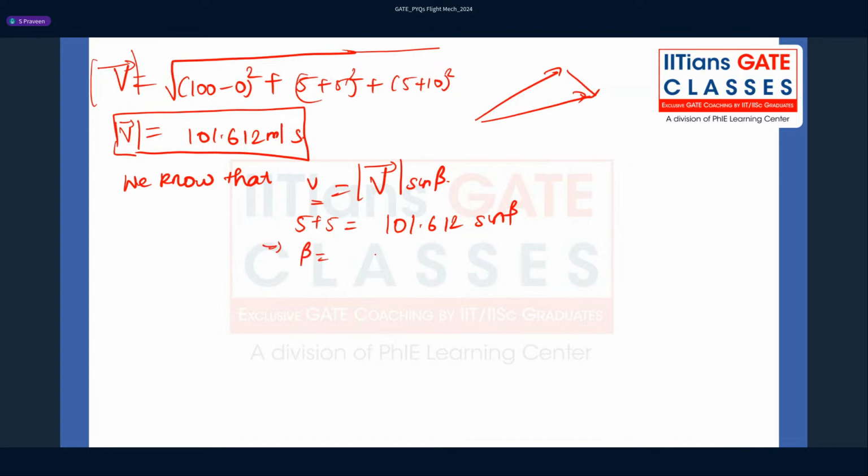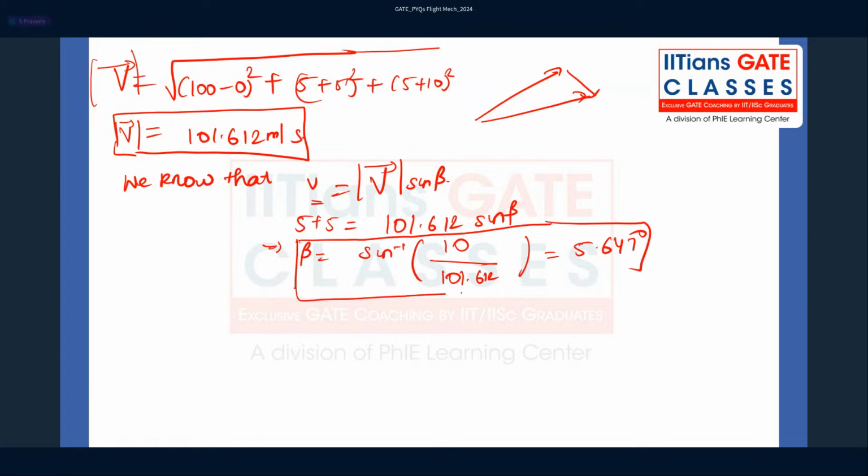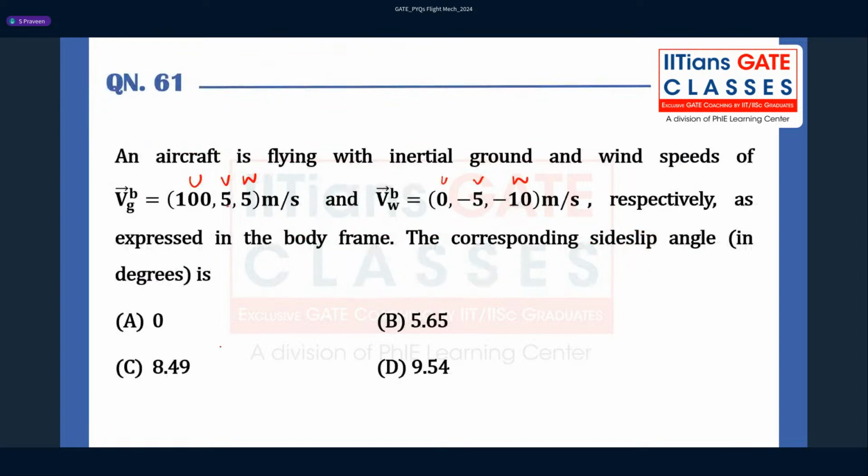So beta is sine inverse of 10 by 101.61, and it turns out to be 5.647 degrees. So bracket this as well. So this is your answer. Hope you guys don't have any doubts in this, and you can just fill in the blanks as option B. Okay.